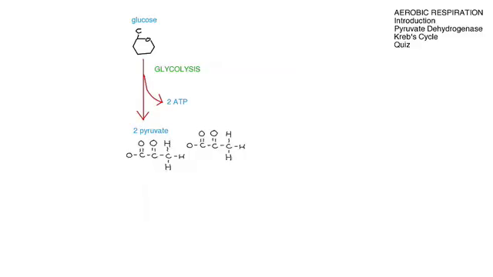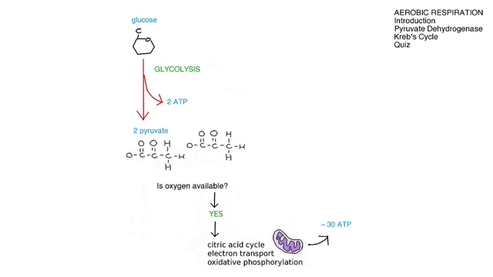Glycolysis produces a small amount of ATP by releasing some of the chemical energy stored in glucose. The rest of the energy remains stockpiled in the 2 molecules of pyruvate produced by this catabolic pathway. If oxygen is available, the pyruvate molecules will be transported to the mitochondria where they will be involved in the production of much more ATP.